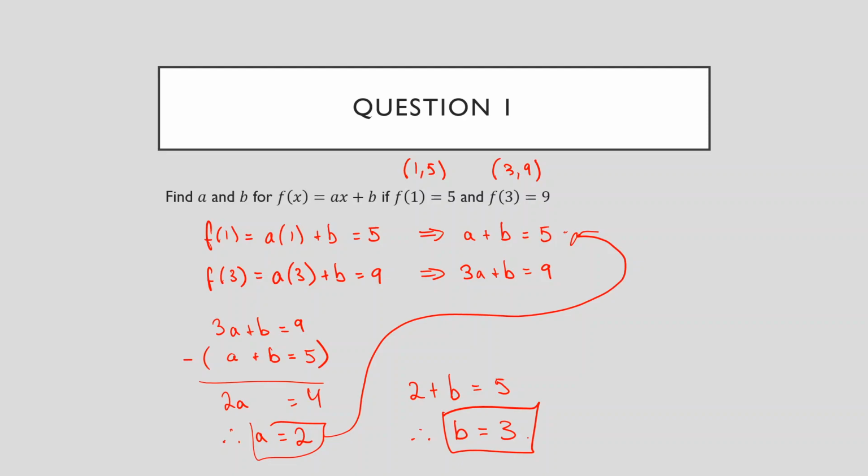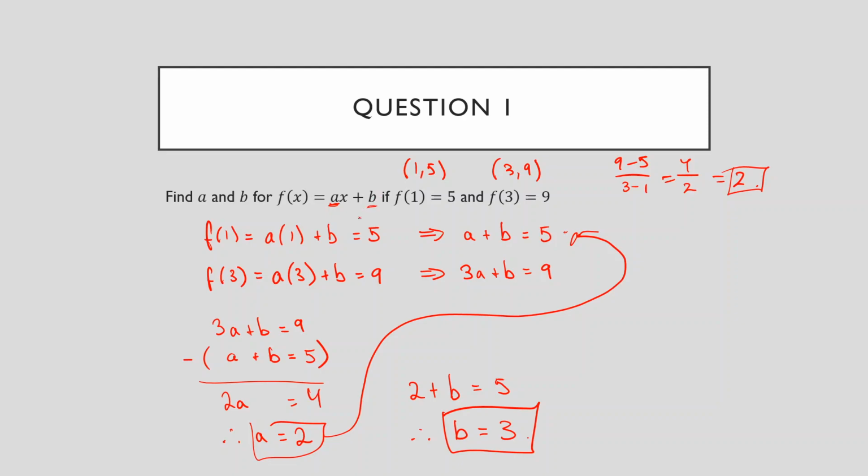What you could do is work out the gradient from these 2 points. You'd get 9 minus 5 over 3 minus 1. 9 minus 5 is 4. 3 minus 1 is 2. So that's 2, and that 2 corresponds to the coefficient of x, which is the gradient. So you've got the gradient. Now you've just got to work out b.